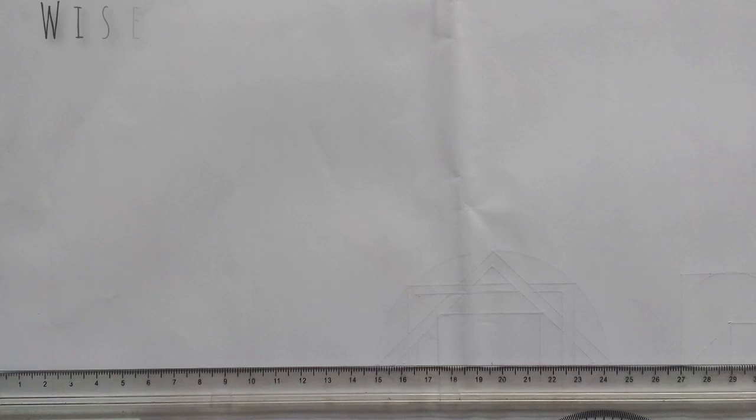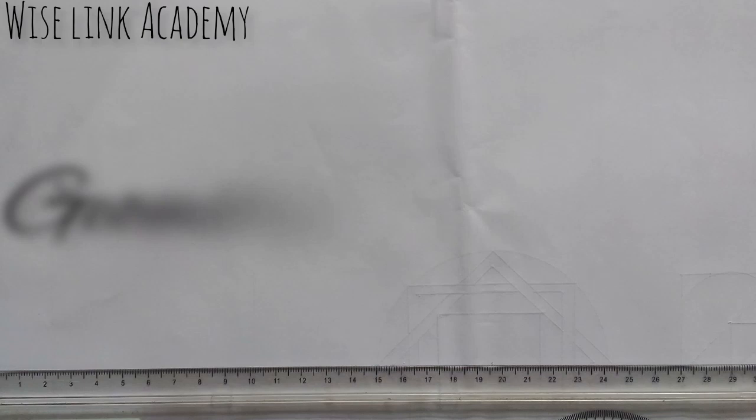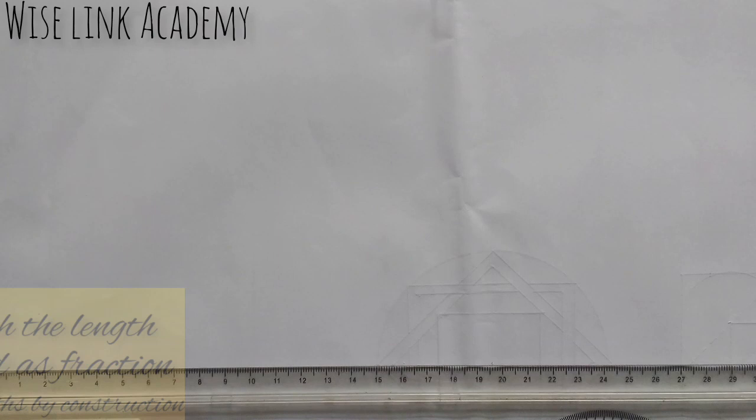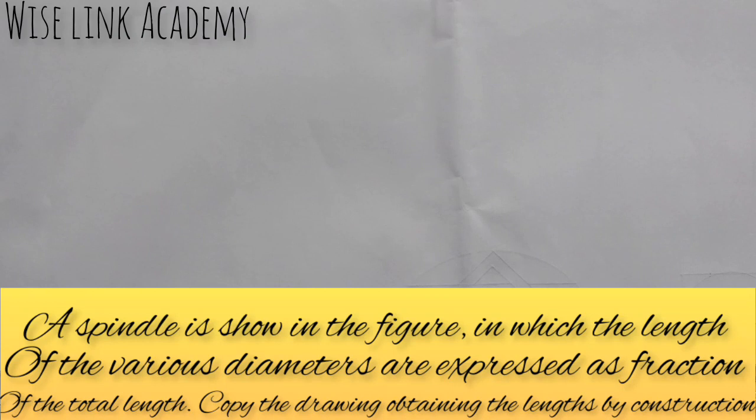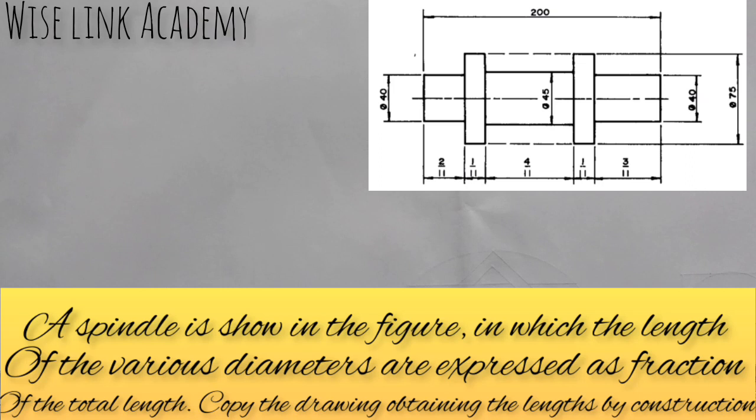Today we're going to be looking into geometric construction. Alright, here's the question below. A spindle is shown in figure 1, as you can see at the right corner of the screen, in which the length of the various diameters is expressed as fractions of the total length. Copy the drawing obtaining the lengths by construction.